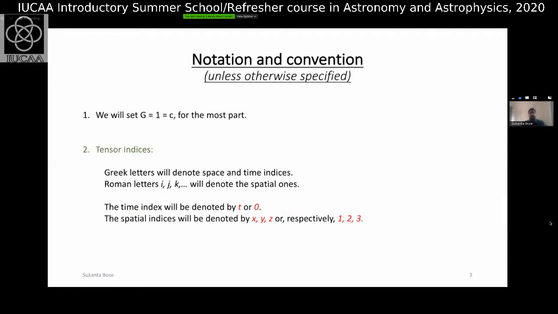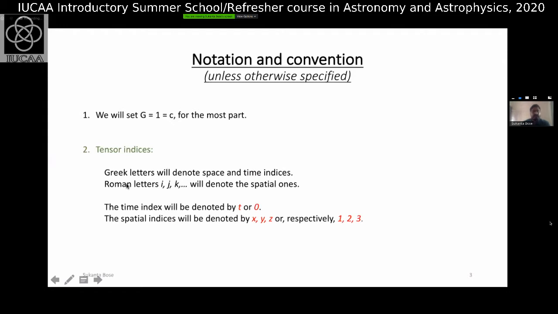So in the beginning, let me give you a note on my convention. I will often be using Newton's gravitational constant, this universal constant G, set to 1, and also the speed of light in vacuum, c, set to 1. But there will be expressions where I will bring them in just so that you are able to track, for example, how big or small a physical quantity is.